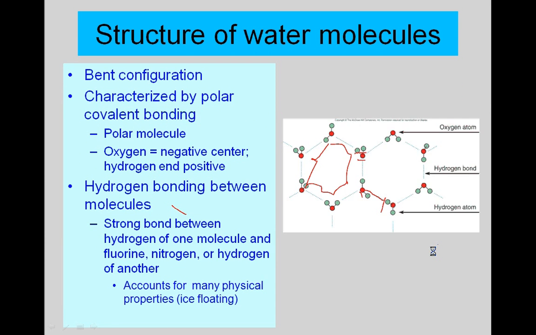So, looking at water, water has a bent configuration, and as you see, I tried to show you the bent configuration, which is just following these blue lines. We also call it a lattice. One of the great things to remember about water is that it's a polar molecule. Why is it polar? Because it has polar covalent bonding.